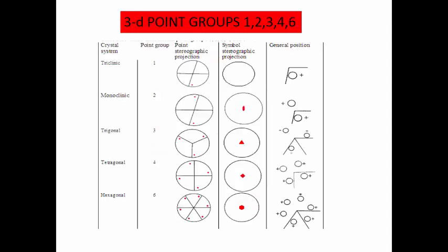First of all, the stereographic projections are identical. The point stereographic projections are similar, except that the point becomes interior to the circle, and we're going to see why that's the case in just a moment. Here are the point groups 1, 2, 3, 4, and 6. They're cyclic point groups. And here are the crystal systems.